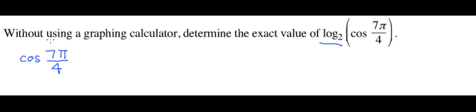From the unit circle, you can find 7 pi by 4. It's in the bottom right quadrant. And we know that the cosine is the x-coordinate there, so the unit circle tells us that this side must be root 2 over 2.